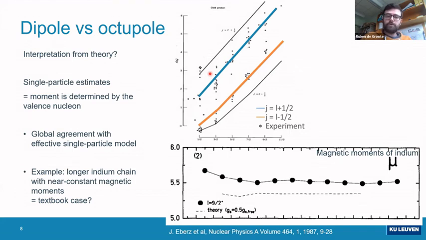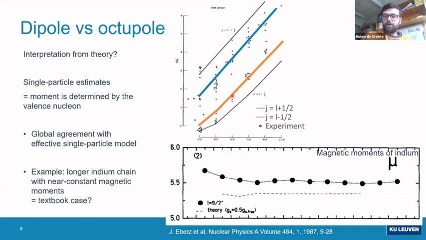And you can see the dots on this plot are the experimental data. You can see this extreme single particle model does a pretty good job, as long as you're willing to use this effective g factor, as it's called, this quenched g factor. As long as you're willing to do that, you find a global reproduction of the measured values, which works pretty well.